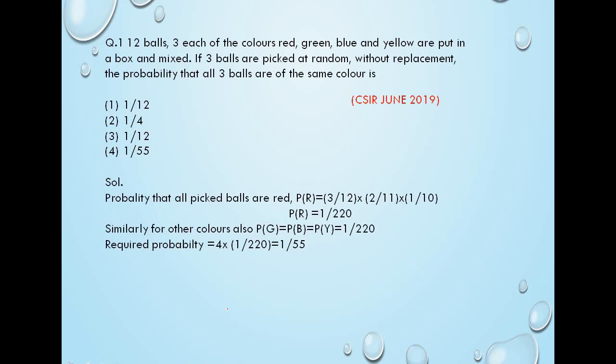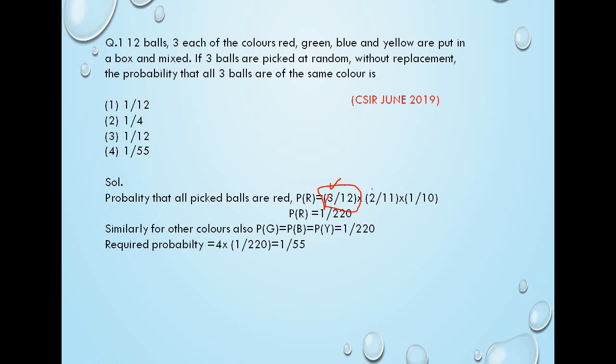Alright, so let us assume that we are first determining the probability that all 3 balls that were picked are red. Okay, so here you can see that the probability that the first ball should be red will be 3 by 12, since there are 3 balls in the box that are red and the total number of balls is 12. So the probability that the first ball is red is 3 by 12.